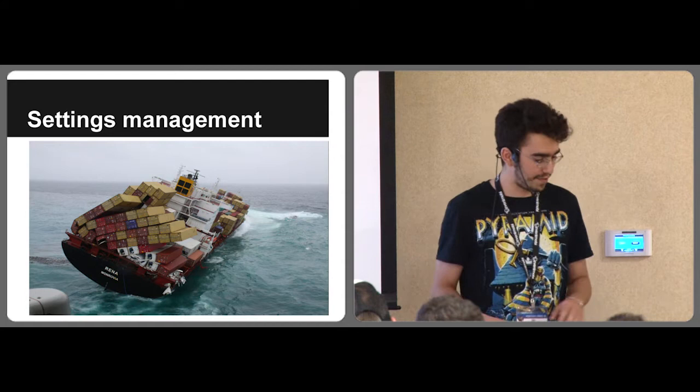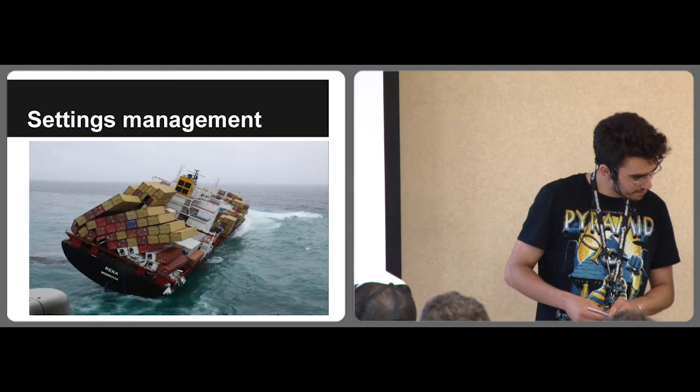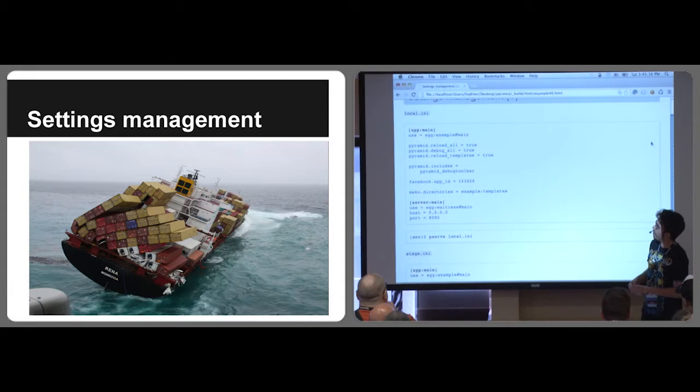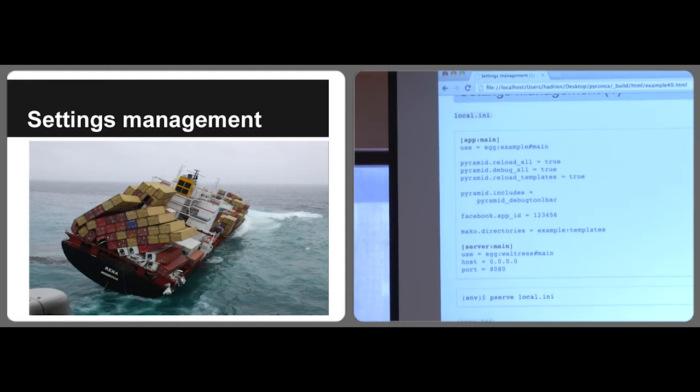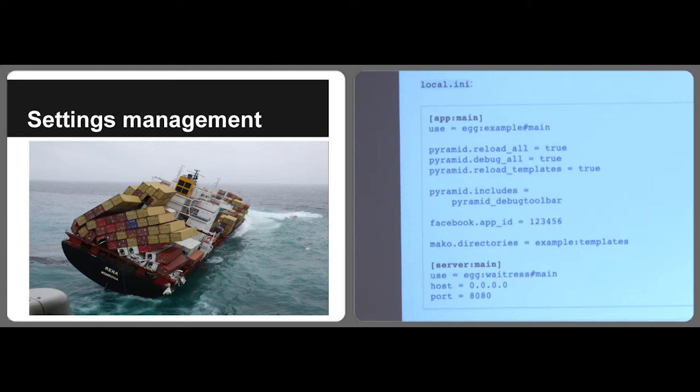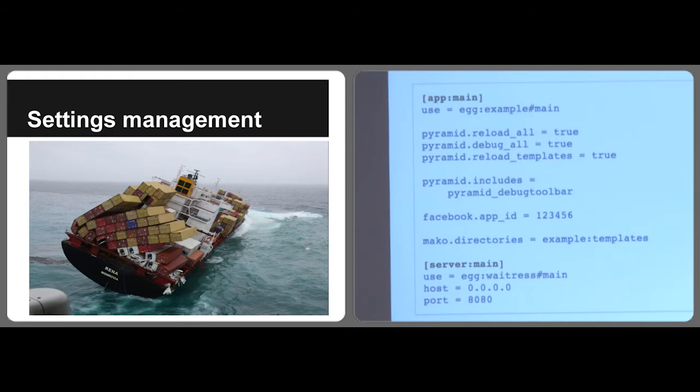So what does it look like? That's a possible configuration file for development. It consists of two parts. The first part is app main. I'm saying that my WSGI application object is going to be provided by the main function in the example module. Then we have some settings used by Pyramid to enable debugging.